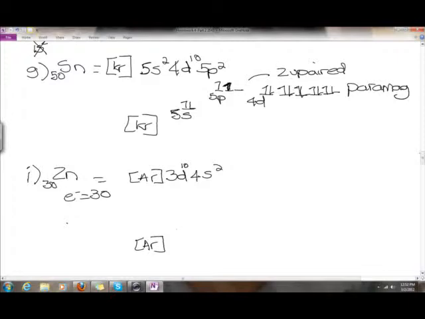And then you do the diagram for the 4s, 1, 2, 3d, all are paired, so it's what? Diamagnetic.